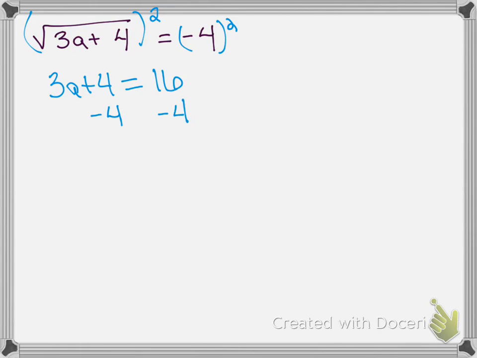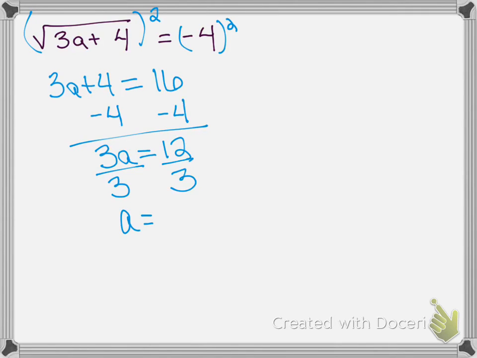Okay, hopefully you have subtracted 4 from both sides. Divided by 3. What did you get? A equals 4. Okay, and like we said, we have to check. I'm going to go back and do my check. Always go to your original problem to check.